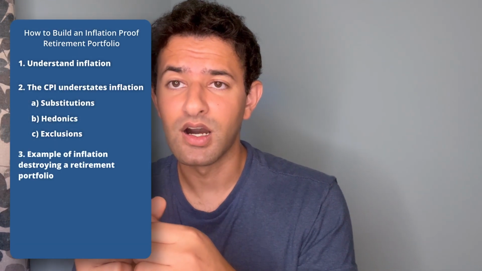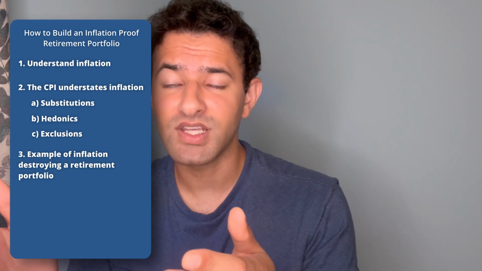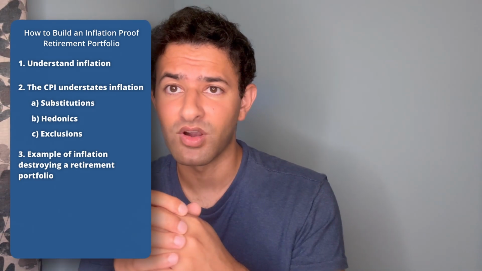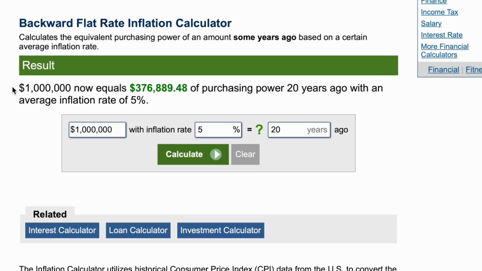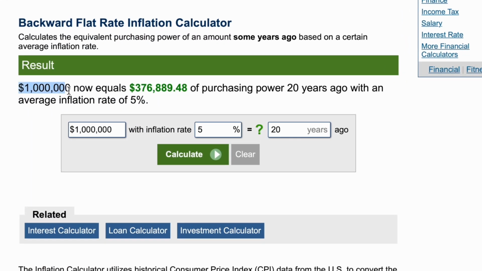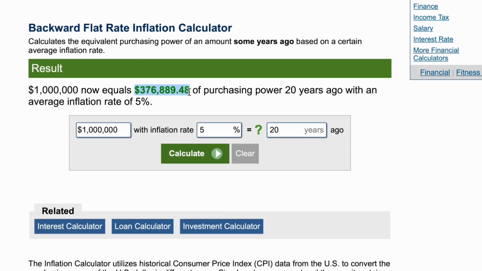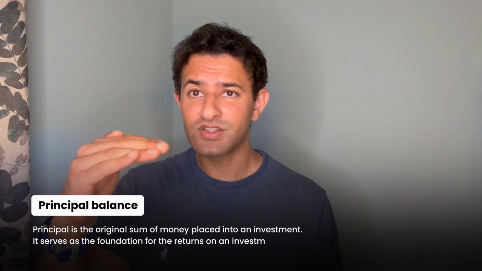I'm going to show you the purchasing power of $1 million at 5% inflation a year for 20 years. I think you might be a little bit surprised. As you can see, if you had a $1 million portfolio today and inflation was 5% for 20 years, your purchasing power in 20 years would be $376,000.